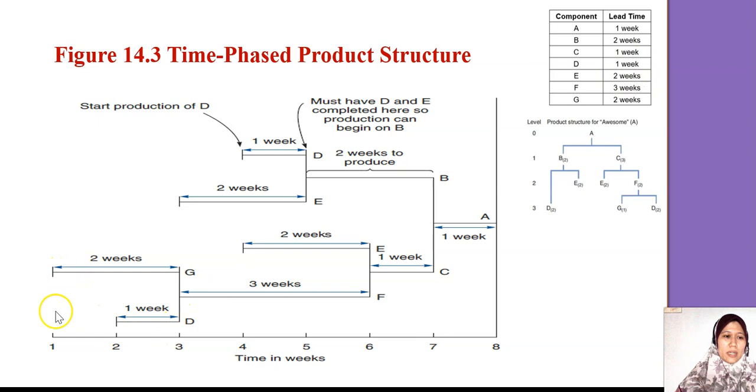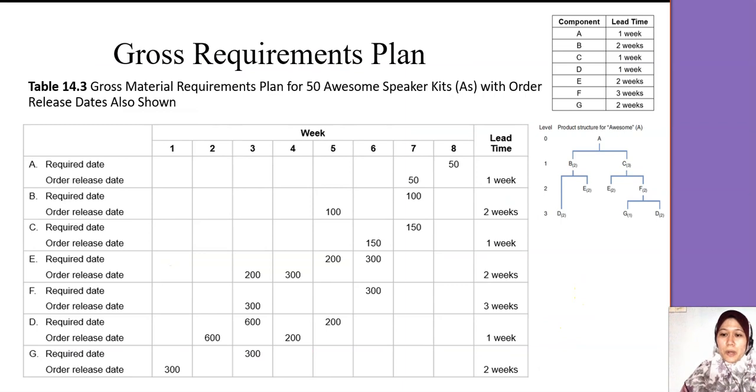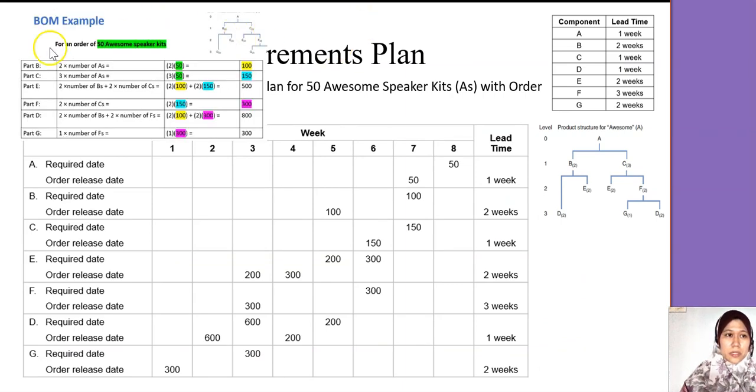So we know that at week 1, the G must already be ordered, so that they can complete the whole of the process to produce A at week 8. Okay, let's combine the bill of material quantity with the lead time.